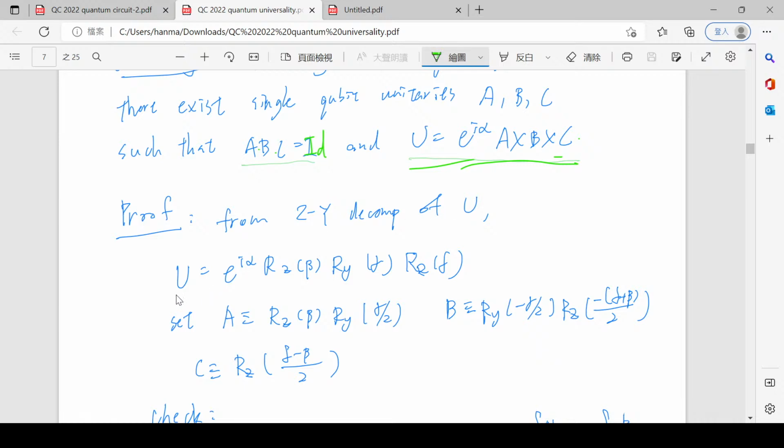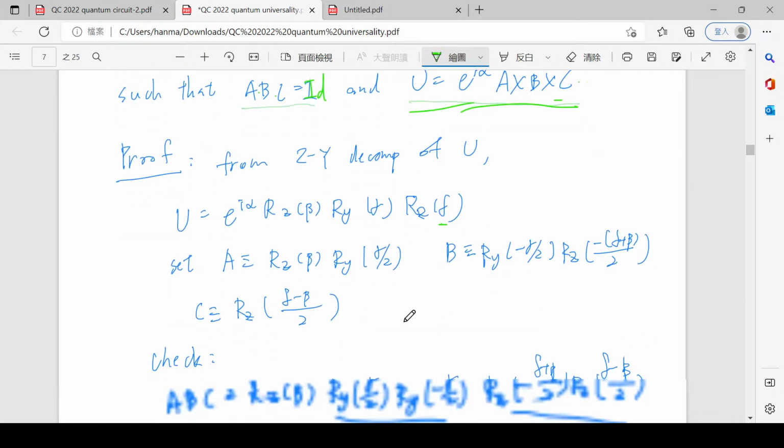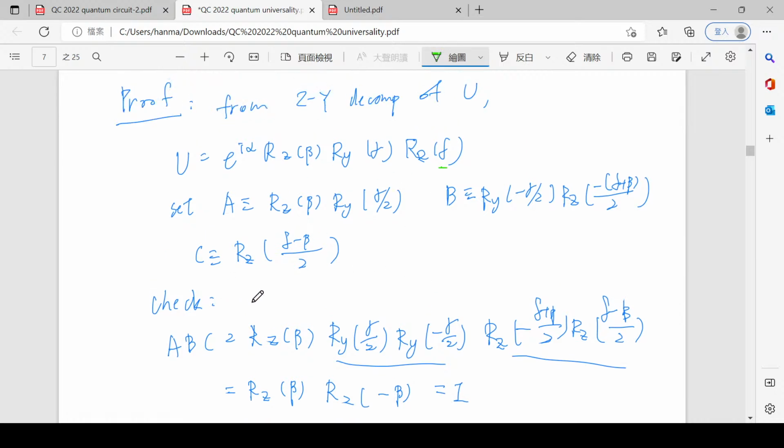So we say our unitary is decomposing into those three rotations: RZ beta, RY gamma, and RZ delta. Then we just say A equals this RZ, then RY with gamma divided by 2, and B is something weird. B is some RY negative and RZ with this angle, then C is rotation Z with this angle. Then when we multiply them together, the rotations basically cancel out. So this y negative rotation and y positive rotation will cancel out to identity. And this z negative rotation, z positive rotation, and z rotation, they all cancel out to identity.